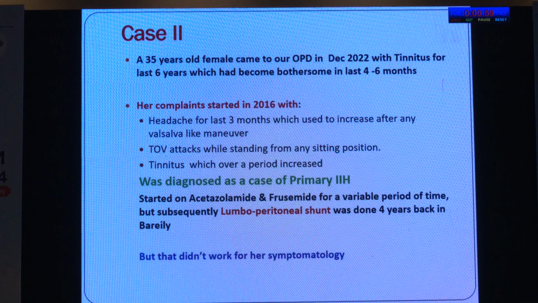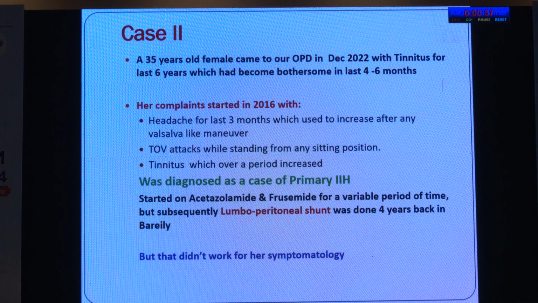Second case, a 35-year-old female. She came to us 6 years back, and she was having tinnitus, headache, and transient obscuration of vision. At that time, she was diagnosed as a case of primary IIH. She was put on acetazolamide, furosemide, and she went away to her native place. But after 6 years, she came to us, that means last December.